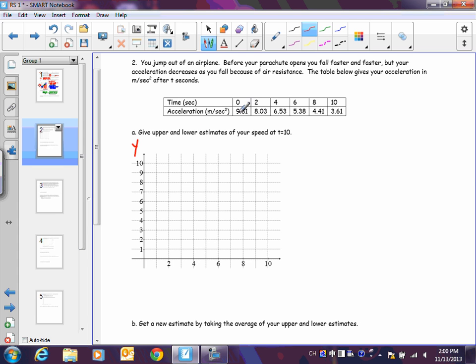I will tell you, on most of these you're not really going to know unless you look at these numbers, but intuitively you may have an idea of which one it should be. Over here we have meters per second squared, and down here we have seconds. This is not position versus time, or even velocity versus time. They are giving you acceleration values. How they came up with these values, I don't know, some measurement or something.